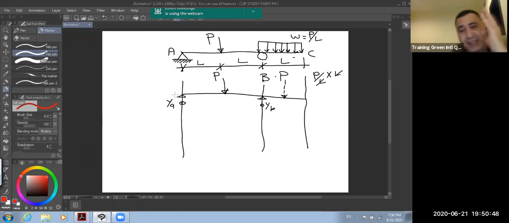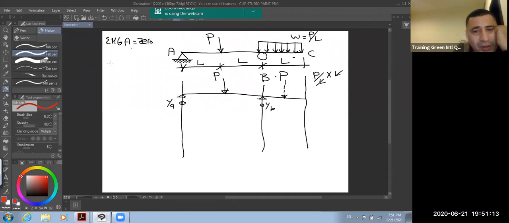Sigma moment. We said three equations, our magic equations. We have sigma y equals 0, sigma x equals 0, and sigma moment at any point equals 0. Means what? I will take sigma moment at A equal 0. This is the magic equation.